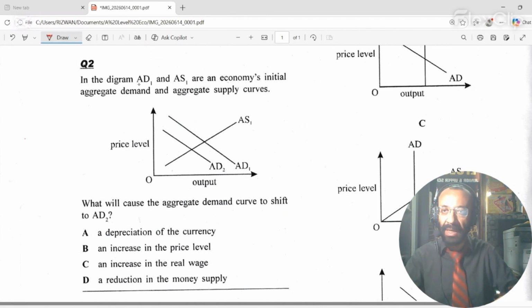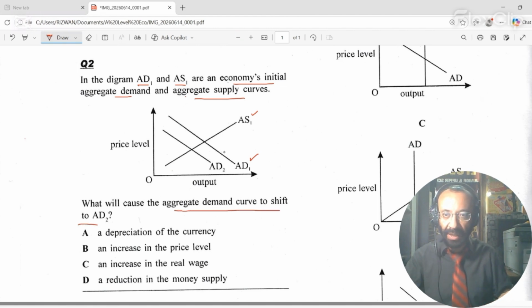In the diagram, AD1 and AS1 are an economy's initial aggregate demand and aggregate supply curves. So here is AS1 and here is AD1. What will cause the aggregate demand curve to shift to AD2?